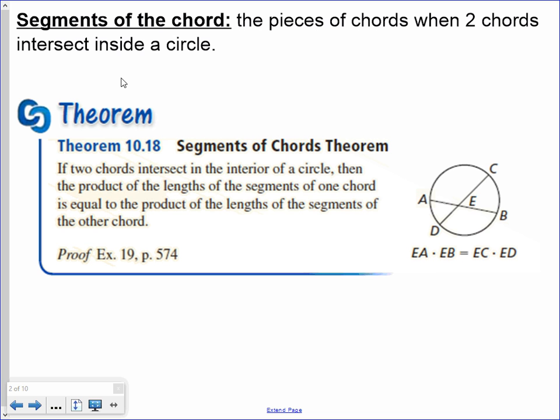But let's talk real quick about segments of a chord. You're probably going to hear me refer to it as pieces of a chord, just so you know. So chords, to review that, because that'll be on your test, chords start and stop on a circle. They are segments that directly lie inside of your circle. This is on your vocab, by the way, page 305. So the segments of the chord, when you have 2 different chords that intersect, they're cutting each other into pieces, not necessarily equal pieces, but they're cutting each other into pieces of a chord.